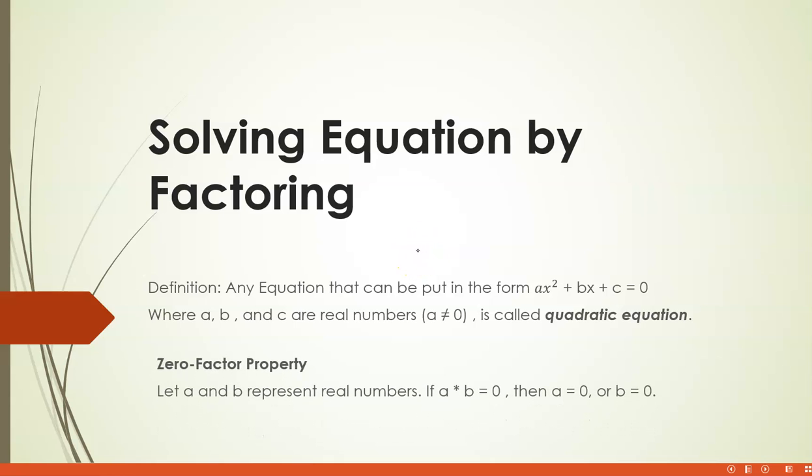So how will we factor a quadratic equation? First, we will use the zero property, or zero factor property. We'll let a and b represent real numbers. If a times b equals 0, then a is equal to 0 or b is equal to 0.